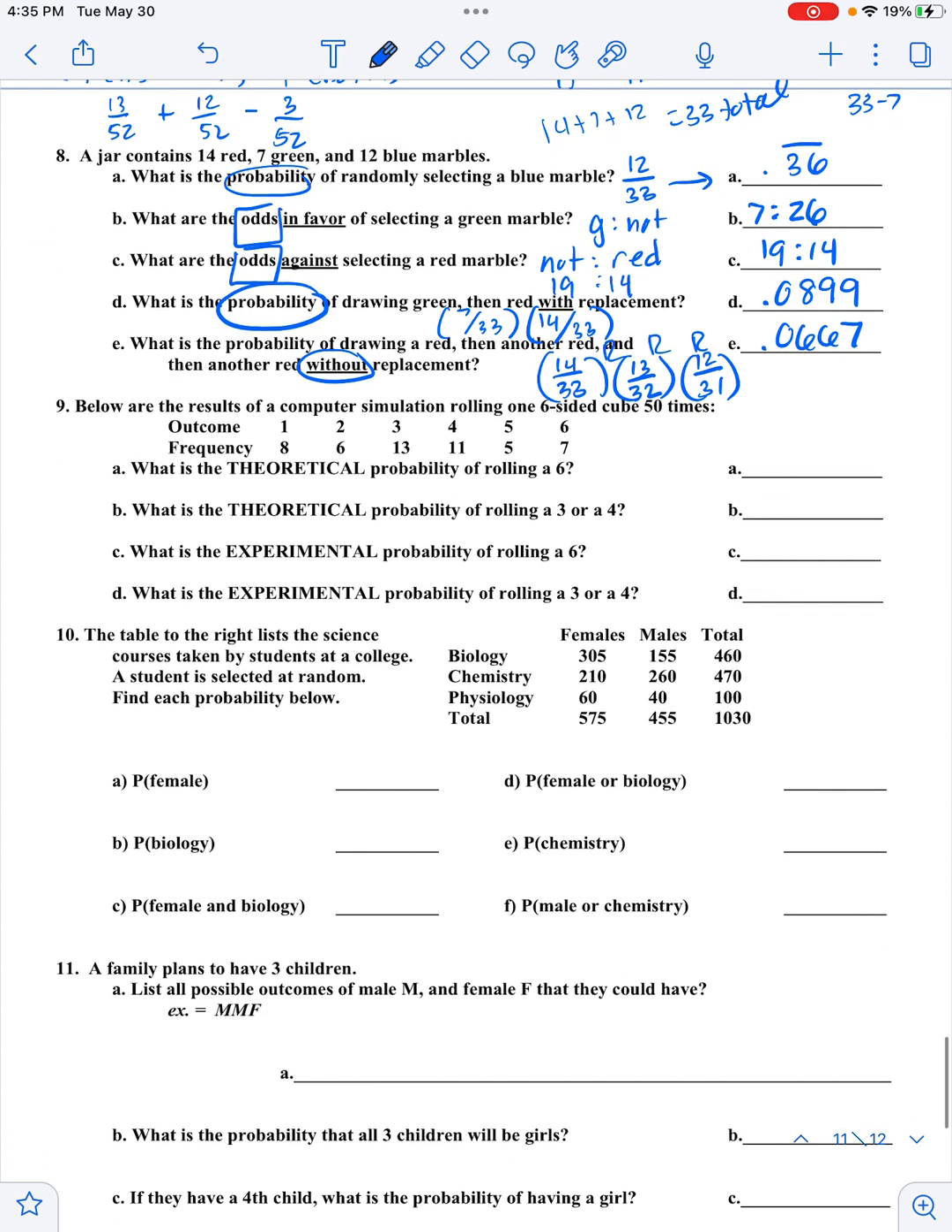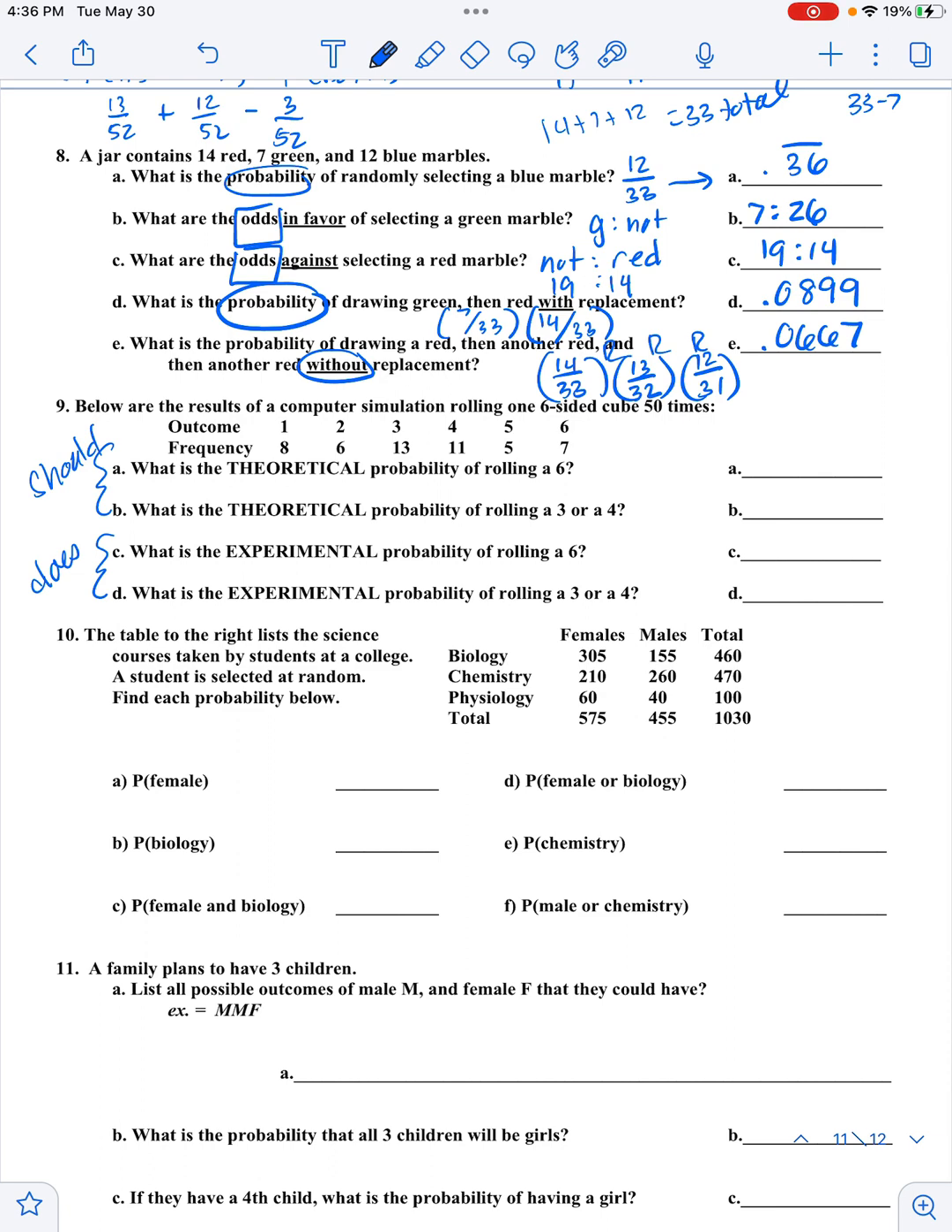Okay, so now we're talking about theoretical and experimental. Theoretical, remember, is simply what should happen based on math, and experimental is what actually does happen based on the experiment. Below are the results of a computer simulation rolling one six-sided cube, known as a die. What's the theoretical probability of rolling a 6?